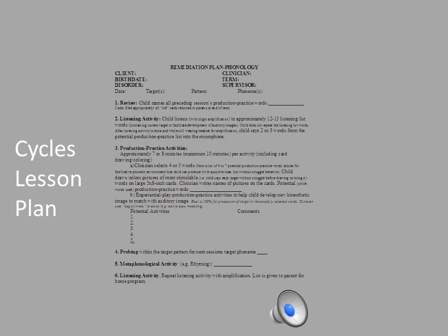And finally, you have a home program where the parents are instructed to read that list of 12 words that you have gone over in class. They're instructed to do that every day at home. Read those same 12. So you're still continuing that auditory bombardment. And then the parents are also encouraged to use those 5 picture cards that you've used in therapy that day that the child created and practice those words on a daily basis at home. So this is the cycles approach.